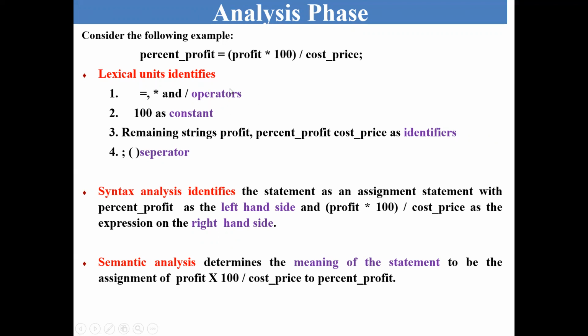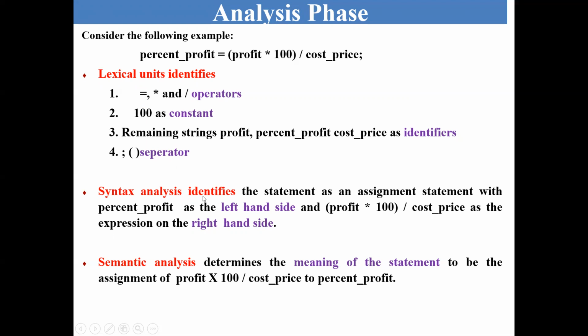What do we mean by operators? Operators are all the operations or operating symbols you have used in your mathematical equations. Now constant: 100 is a constant, so one token is generated, called a constant, that is 100. Percent profit, cost, price: these are the identifiers. And semicolon and brackets are the separators. So four types of tokens are there.